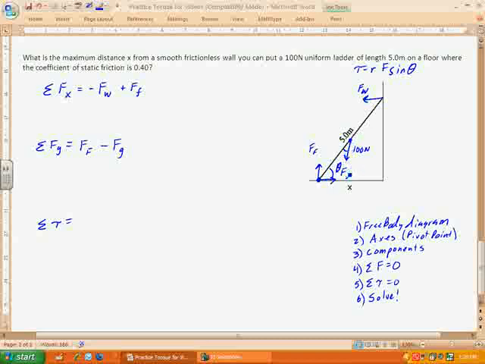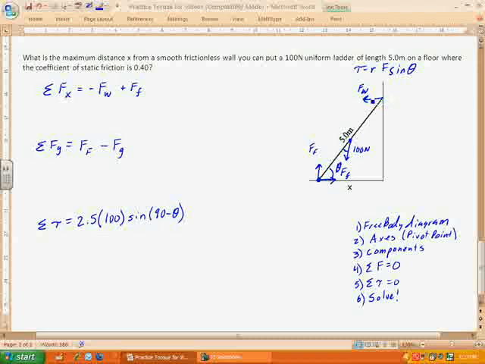All right, so let's go ahead and do the torque of that force, the force of gravity. So that will be 2.5 meters, because it's halfway up the center of mass, times the force, which is 100 newtons, times the sine of the angle, which is 90 minus theta. Now that is going down, which is going to cause my ladder to go in a clockwise direction. All right, so that'll be positive.